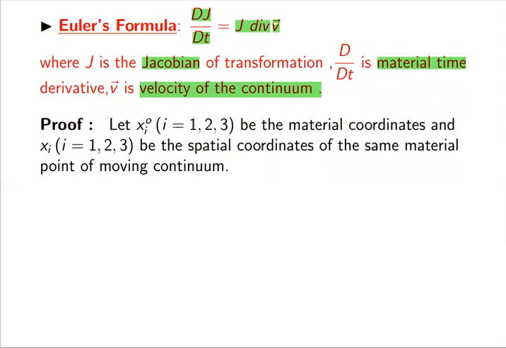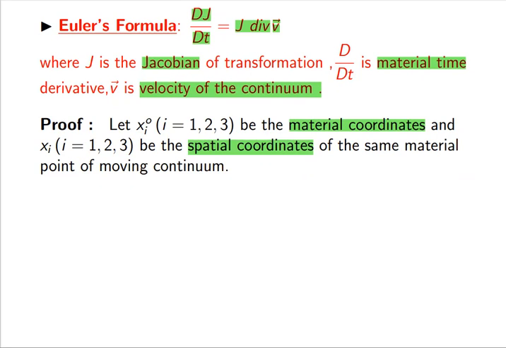The proof is very simple. Let xi naught, i equal to 1, 2, 3, be the material coordinates and xi, i equal to 1, 2, 3, be the spatial coordinates of the same material point of the moving continuum. So xi naught denotes the material coordinates. What is the meaning of material coordinates? It denotes the coordinates at time t equal to 0, that is, before the start of the motion. Now at some time t greater than 0, xi will be the spatial coordinates or the current coordinates. So we have to prove dJ/dt is equal to J into div v.